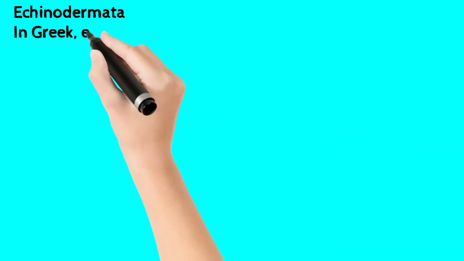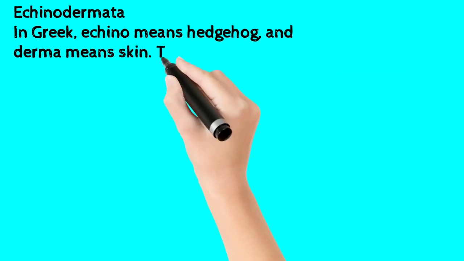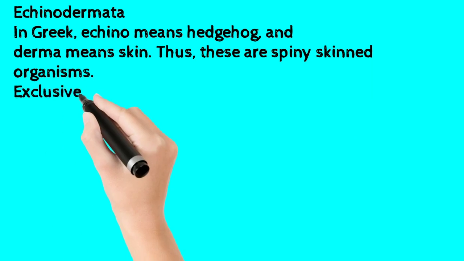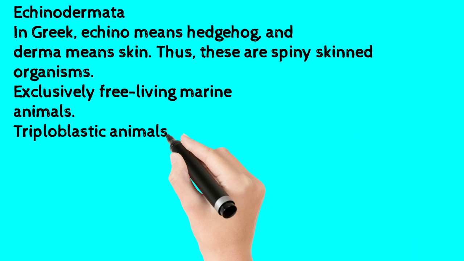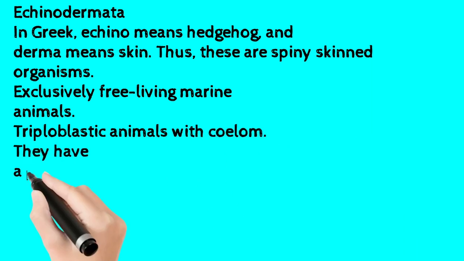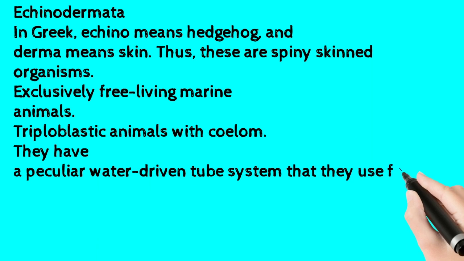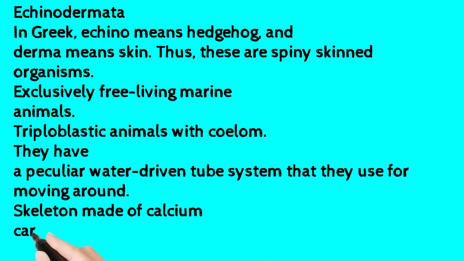Echinodermata. In Greek, echino means hedgehog, and derma means skin. Thus, these are spiny-skinned organisms. Exclusively free-living marine animals. Triploblastic animals with coelom. They have a peculiar water-driven tube system that they use for moving around. Skeleton made of calcium carbonate. Examples: starfish and sea urchins.